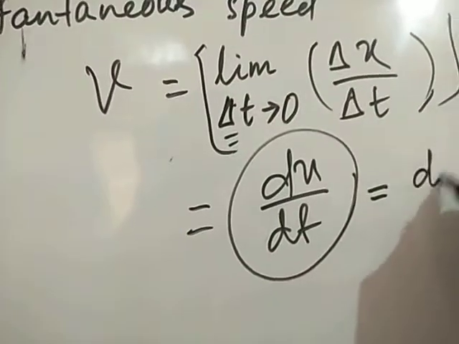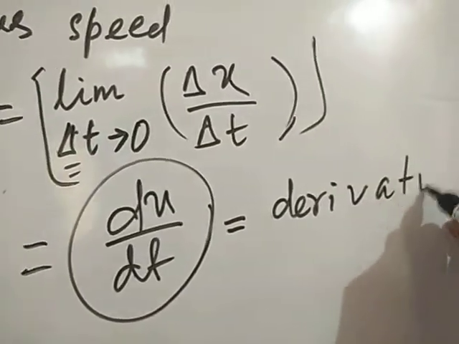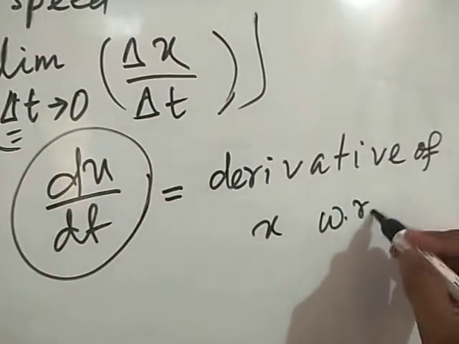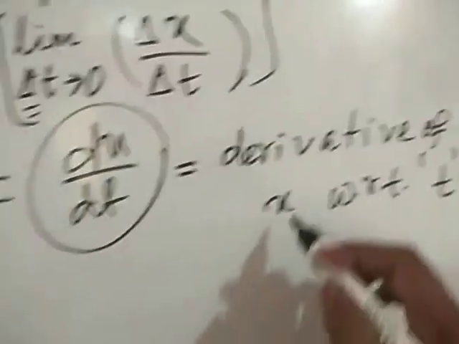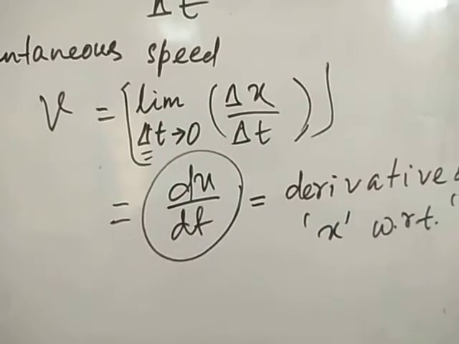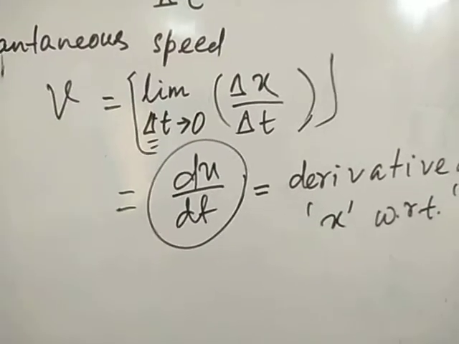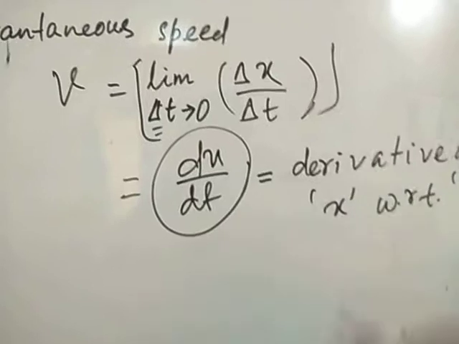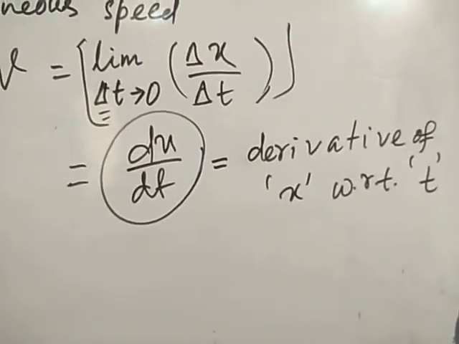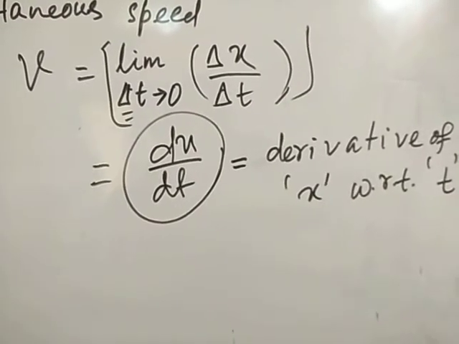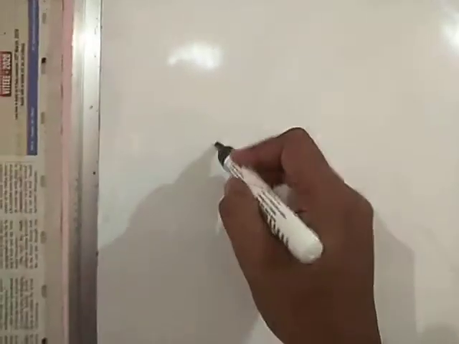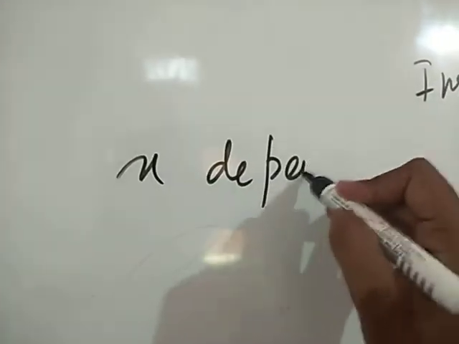This we read as the derivative of x with respect to t. Which quantity will be differentiated? We can differentiate a dependent variable by an independent variable. What is dependent, what is independent? x depends on t.